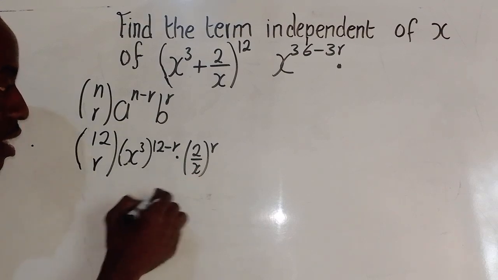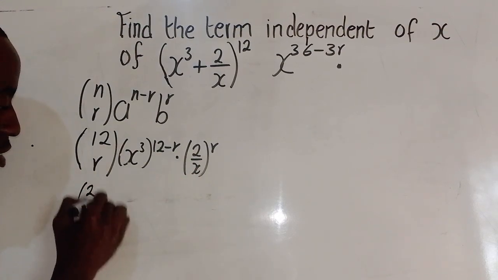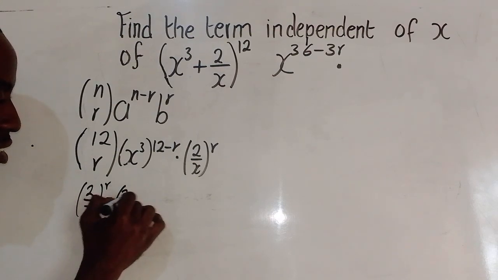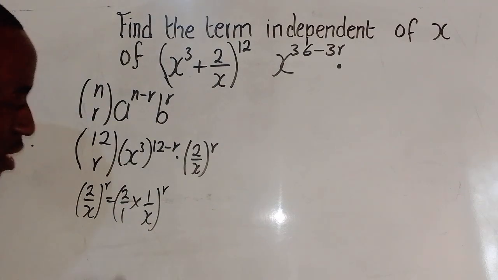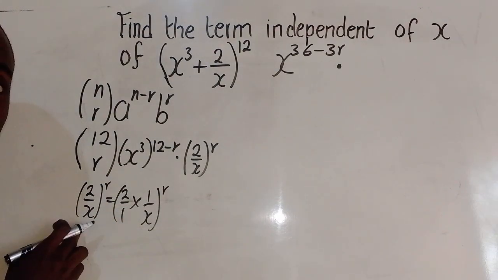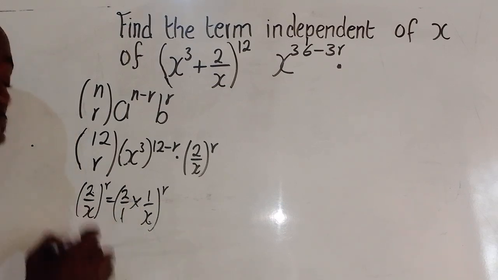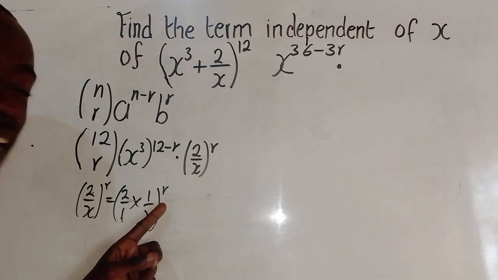Now we know one thing for sure here. The way it is, this one, it's like this, 2 over x to the power r. This one is the same with writing like this. You have seen, these two are the same because 2 times 1, it is 2. 1 times x, it is x there. That is being raised to a what? To the power r there.